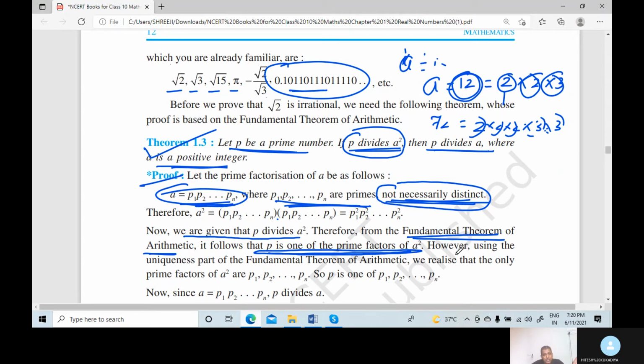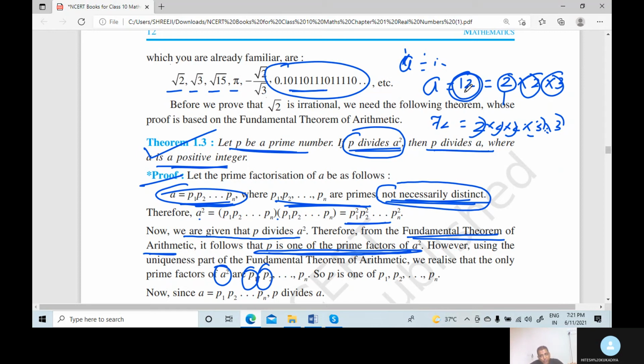However, using the uniqueness part of the fundamental theorem of arithmetic, we realize that the only prime factors of A square are P1, P2 up to Pn. Here we already wrote A square in factorization. But our data says P is one of the prime factors. So P is any one of P1, P2, P3, or Pn. Is that clear?